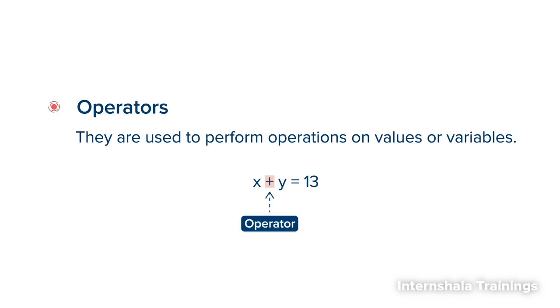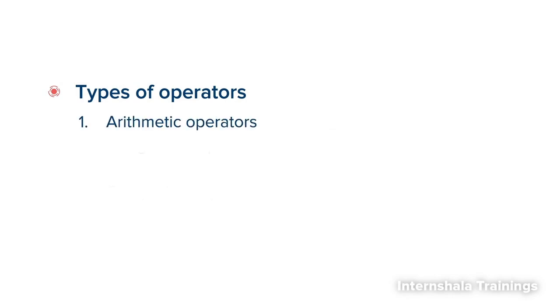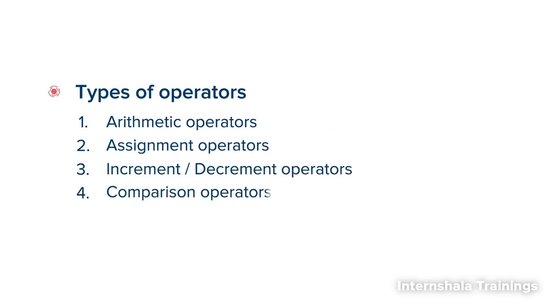But for now, understand that this operator is used to perform some operation, that is adding the variables x and y. These variables, when being used in an expression along with the operator, are called operands. In PHP, there are 5 types of operators: arithmetic operators, assignment operators, increment-decrement operators, comparison operators, and logic or relational operators.